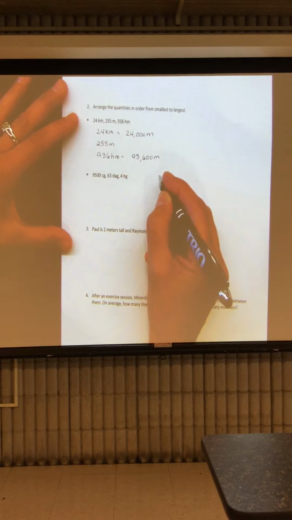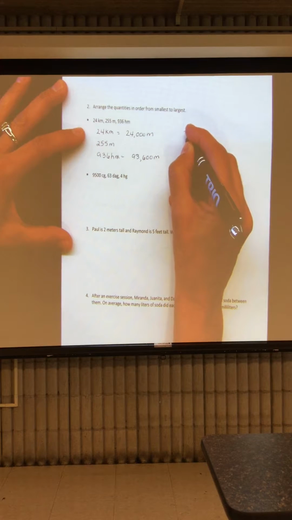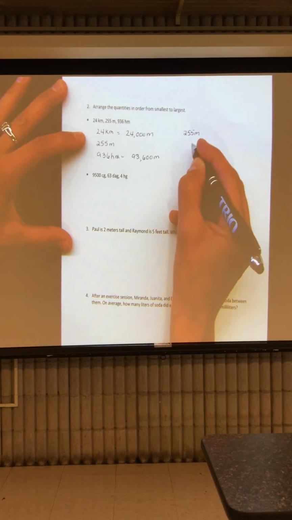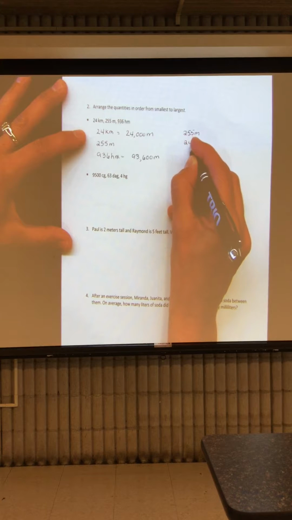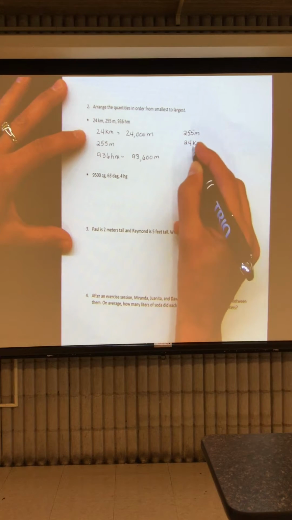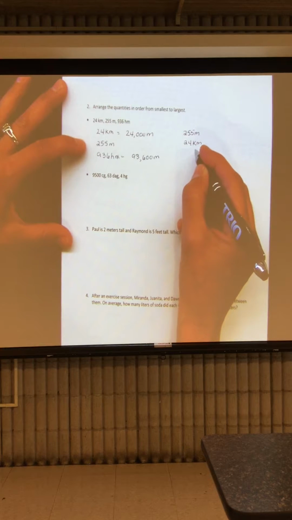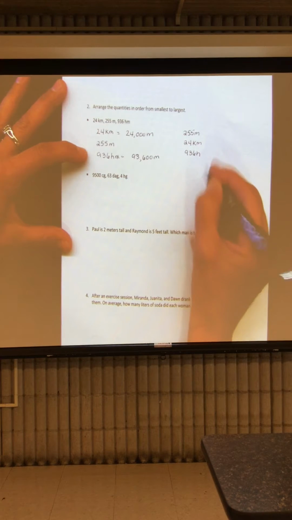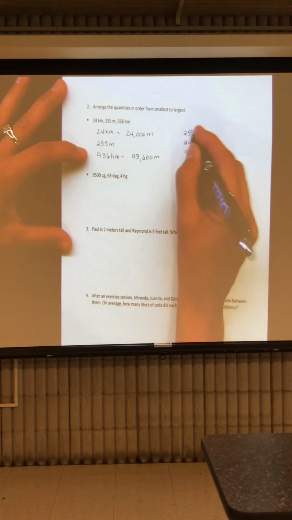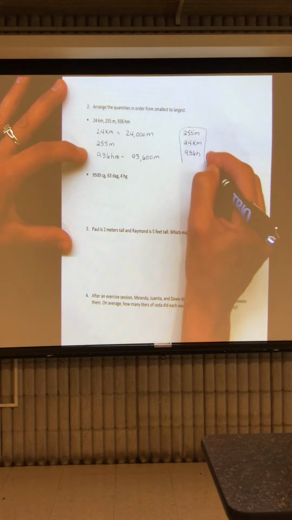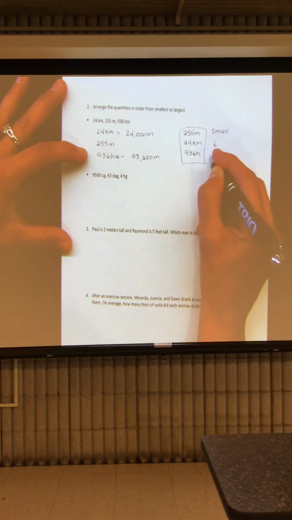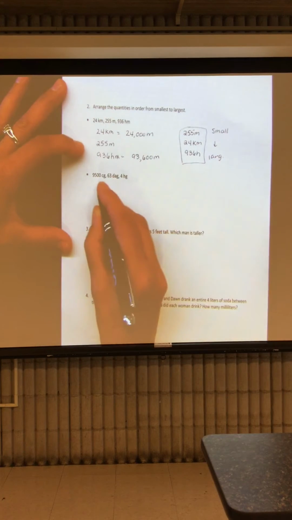So now going from smallest to largest, the smallest is the 255 meters. 24 kilometers, which is the 24,000 meters, is the second. And then the largest is the 936 hectometers, which is 93,600 meters. So there are your quantities from smallest to largest.